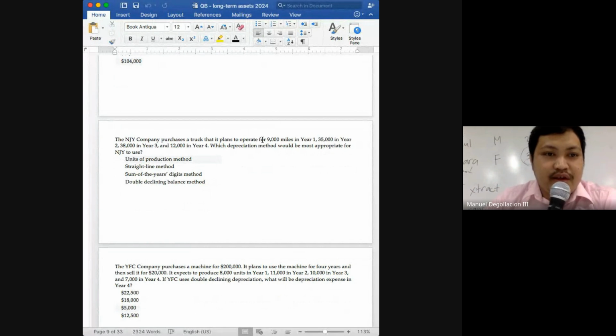Of course, the deterioration of a truck would be dependent on the amount of mileage or usage class. So in this case, we can use the units of production method. Okay, so that's it. Imagine this will be the kind of question that will come up. Just imagine.